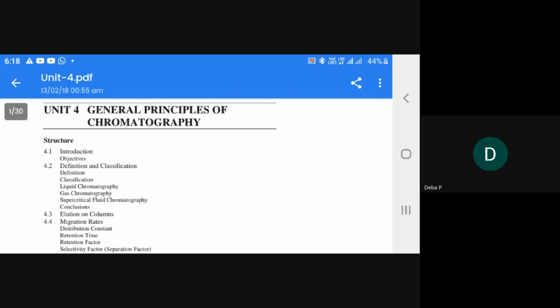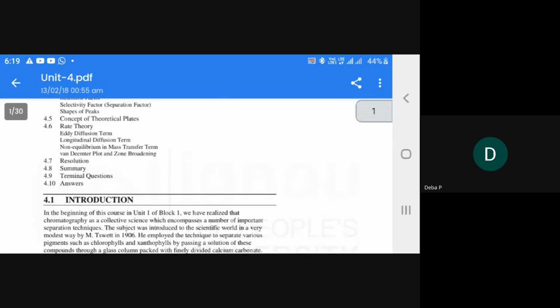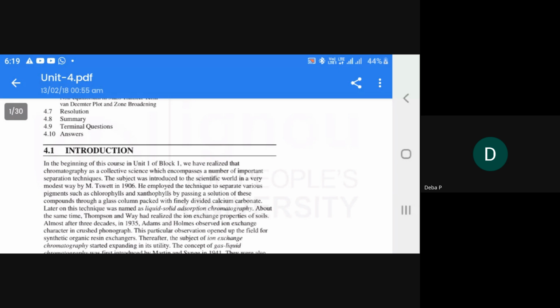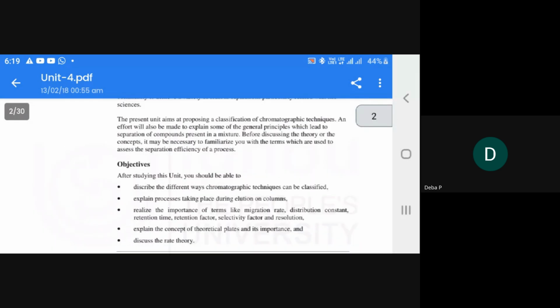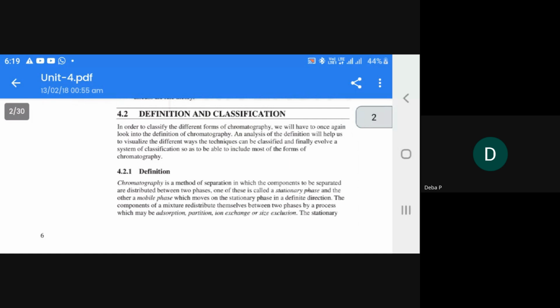Here you may use the adsorbent or adsorbate, the adsorbing medium, that may be a piece of paper, as in case of paper chromatography, or it may be a column, as in case of column chromatography. And there are some other definitions and classifications also there, like liquid chromatography, gas chromatography, supercritical fluid chromatography, all these things. So we'll discuss one by one here. So definition and classification.